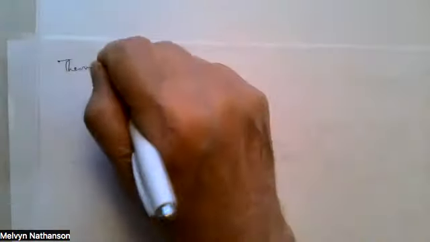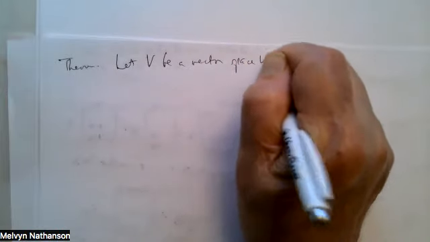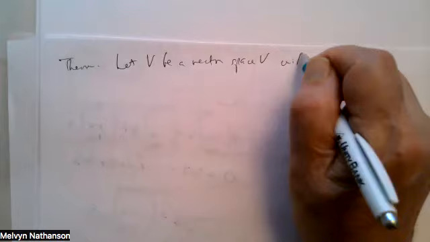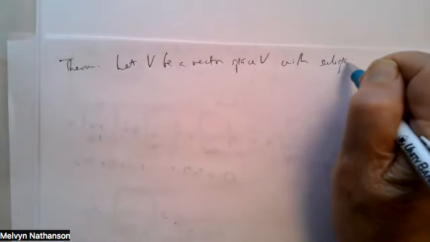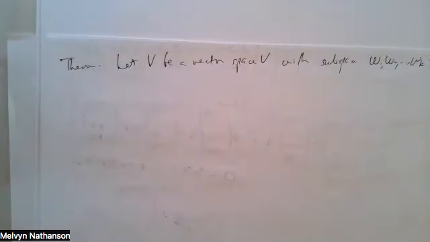Whenever you have subspaces of a vector space, there are different ways to construct new subspaces from them. So suppose we have a vector space V with subspaces W1, W2, up to W sub k.